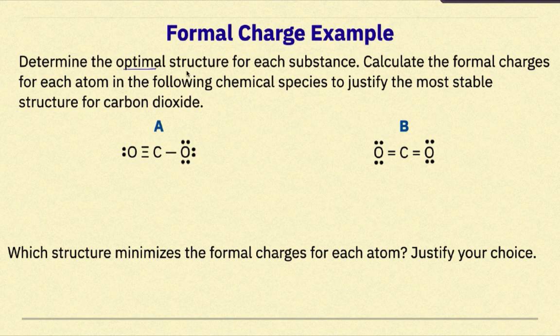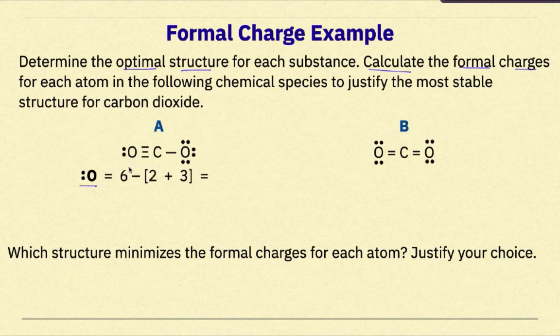Determine the optimal structure for each substance. Calculate the formal charges for each atom in the following chemical species to justify the most stable structure for carbon dioxide. And you might say to yourself, Dr. English, come on now. I already know that B is the best structure because I've been drawing it for forever. Okay, humor me though. Let's just figure out why B is the best structure here. So let's look at structure A.